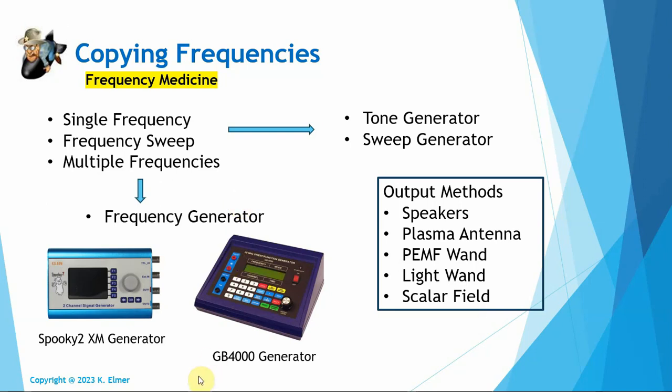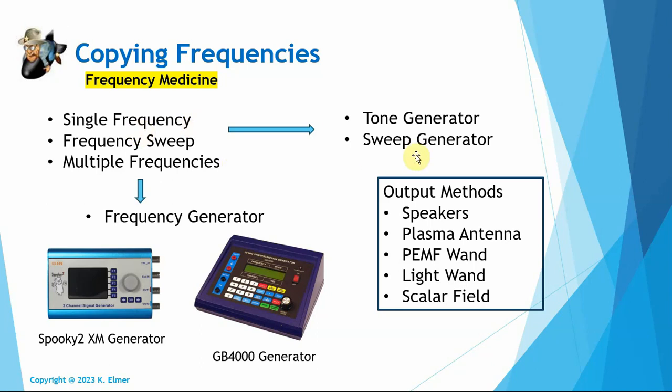If you're really interested in doing that, the cheapest one out there that's the most effective is from a company called Spooky2. The cheap generator there is called the XM generator. I've actually got this one for under $200 for the whole thing. Software's for free. Then I have also owned the GB4000 generator, and you can program up to 8 different frequencies, and you can program sweeps and single frequencies using actual frequency generators, buying hardware. I'm trying to keep it simple for you guys.